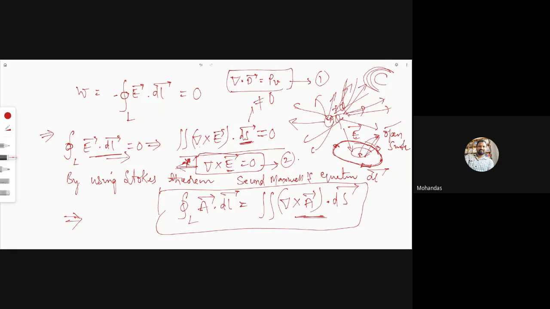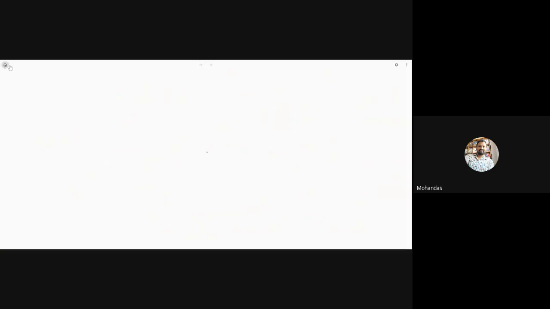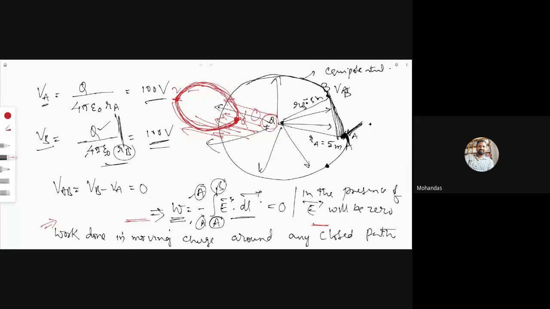Please take a screenshot of this sheet. Please take the screenshot of this, and also take the screenshot of this for your reference. Right, completed.